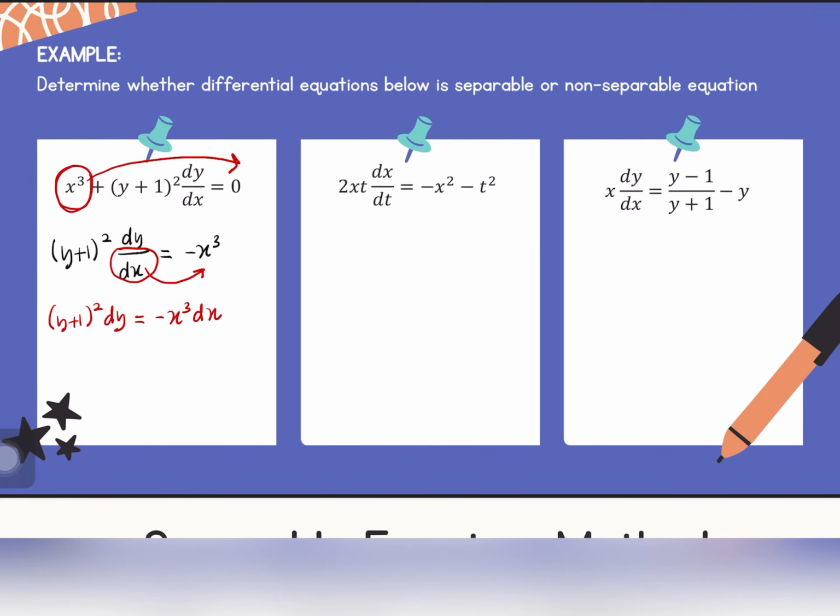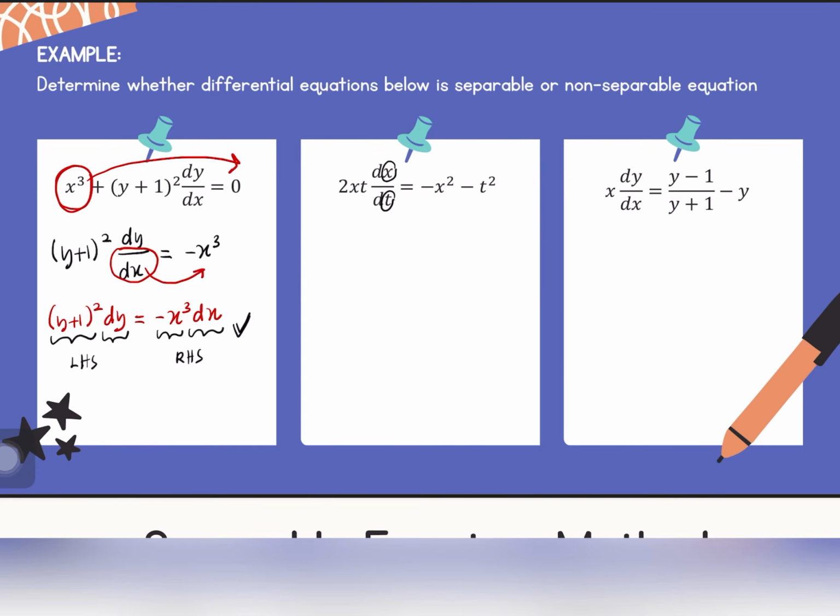So if you see here, your dependent variable now already sits with its derivative on the left hand side, and your independent variable also sits with its own derivative on the right hand side. Therefore, this one is the separable equation. Okay, so it's easier. So now we want to see the second example here, 2xt dx/dt minus negative x squared minus t squared. So here is your dependent variable and here is your independent variable. Means that t must sit with dt, x must sit with dx on the different side.